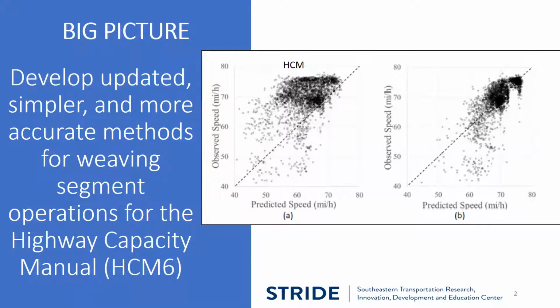You see the screen here, we have some speed observations on weaving segments and predicted speed observations in the HCM. And generally speaking, we find that these predictions tend to underestimate the speed significantly.